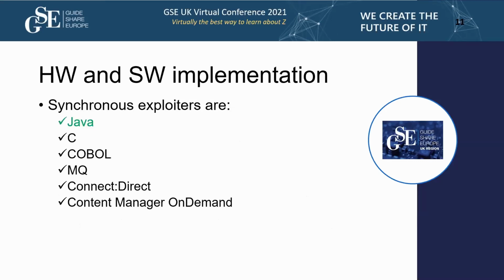As mentioned, it is now possible to run synchronous compression and decompression requests to the accelerator. Of course, this will provide much better performance. The synchronous exploiters at the moment are a certain number of languages and products which are reported in this slide. You can note that Java is written in green because one of the case studies that we will discuss later in this presentation will refer to a Java exploitation.